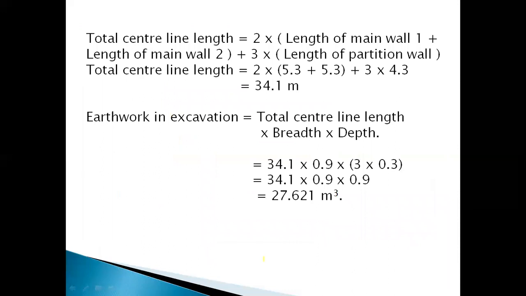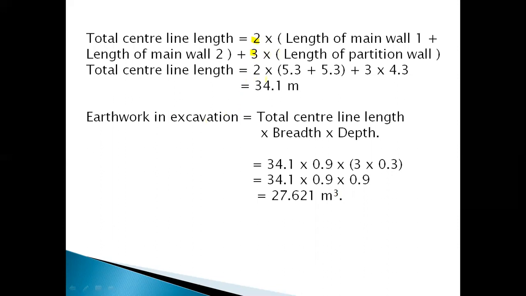So first of all, we calculated the total central line length. In the previous class, we divided it into long wall length and short wall length. Here we go to the total length calculated. So total central line length is equal to the length of main wall 1 plus the length of main wall 2 plus 3 short walls. This is 2 long walls and 3 short walls, the length of the partition walls.